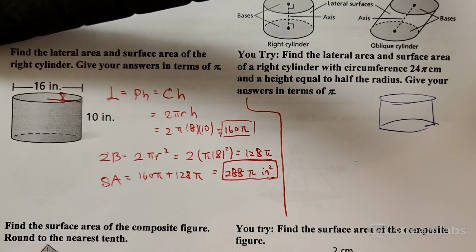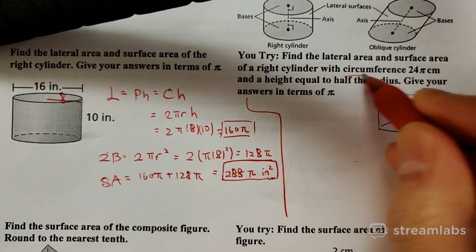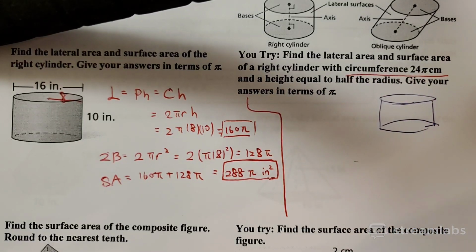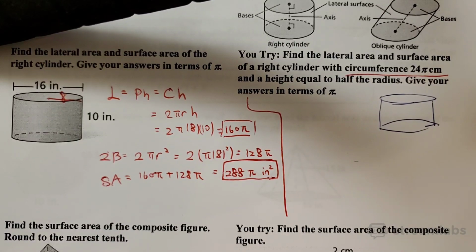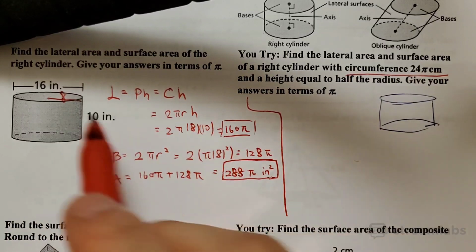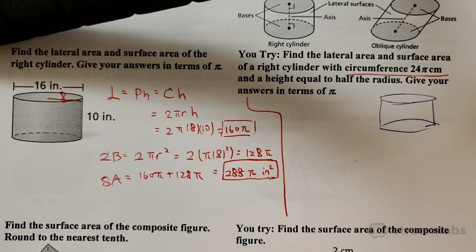So first of all, they didn't tell you what the radius is, but they tell you the circumference, so you can find the radius from there. 144 pi is not the length, but the lateral area. That's what L stands for, okay? Lateral area, the area around. But yeah, you're correct.